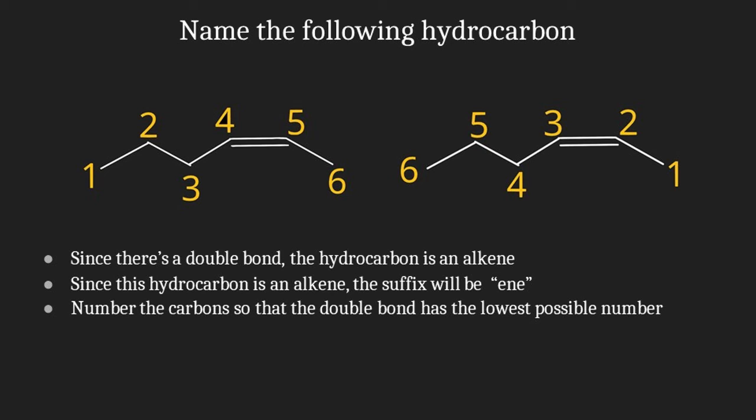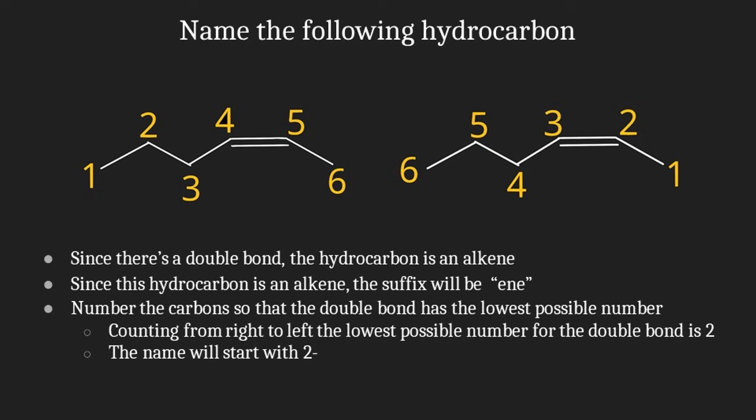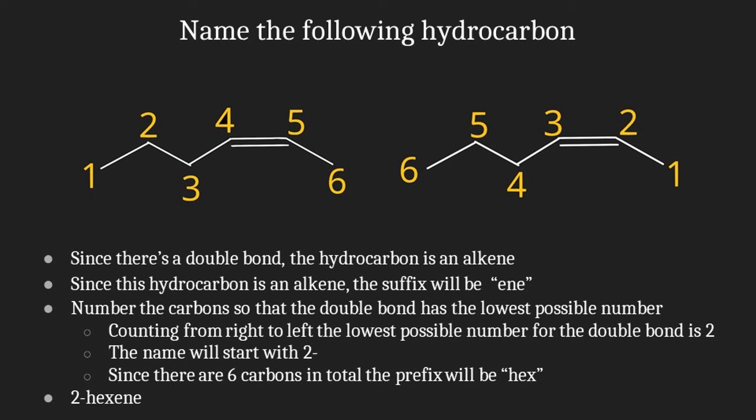Since the lowest possible number for the double bond to be connected to is 2, the name will start with a 2-. Now, no matter how we numbered, we also got that there are 6 carbons in total. Therefore, the second part of the prefix will be hex. Putting the 2-, the hex, and the -ene together, we get that the name of this hydrocarbon is 2-hexene.